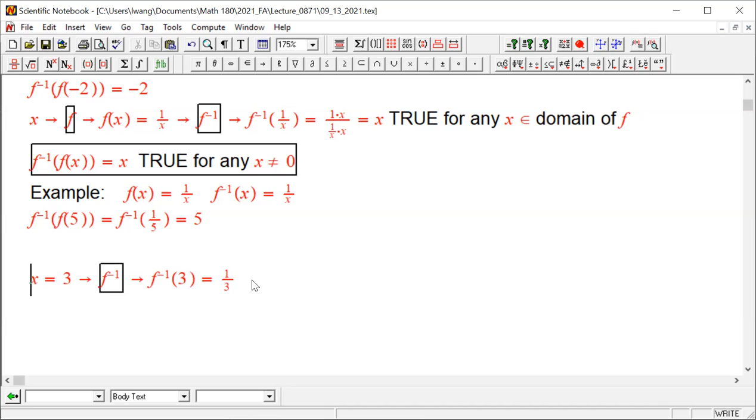If the functions are one-to-one. Yes, if the function is one-to-one, because we're still discussing a one-to-one function. So f inverse is outside, f is inside, and this is true. Now the question is, what if we switch these two? Will that still be true?